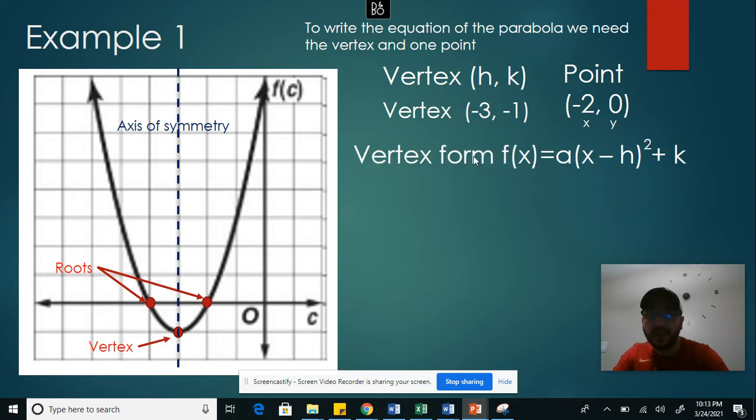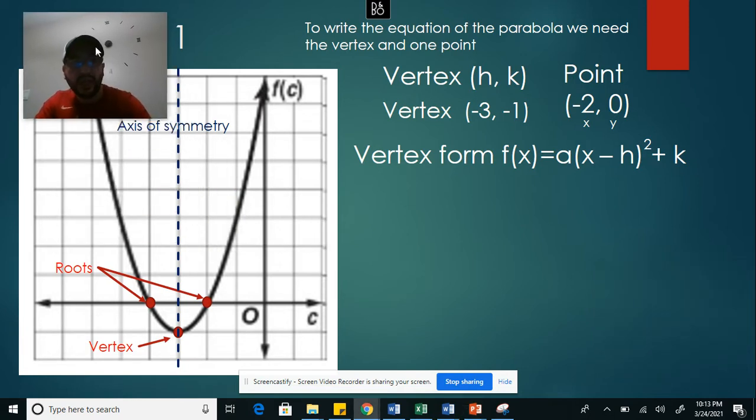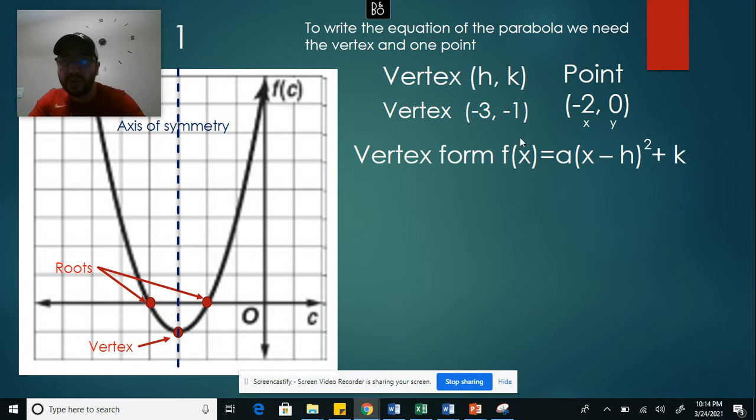Now, we got the vertex form. This is the vertex form of the equation: f of x, or y, equals a multiplied by (x minus h) to the second power plus k. So first we need to solve for a. How am I going to solve for a? We're going to substitute all the other variables with the values that we know.